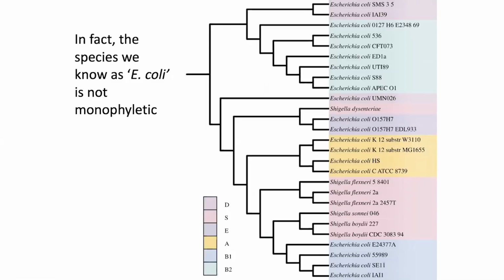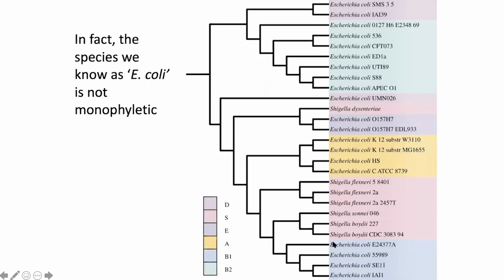And so when we later went back and sequenced maybe the 16S gene in E. coli and in Shigella, we found that there were E. coli strains, so these are all different strain numbers of E. coli, that were more different from each other than some of the Shigella strains were to the E. coli strains.